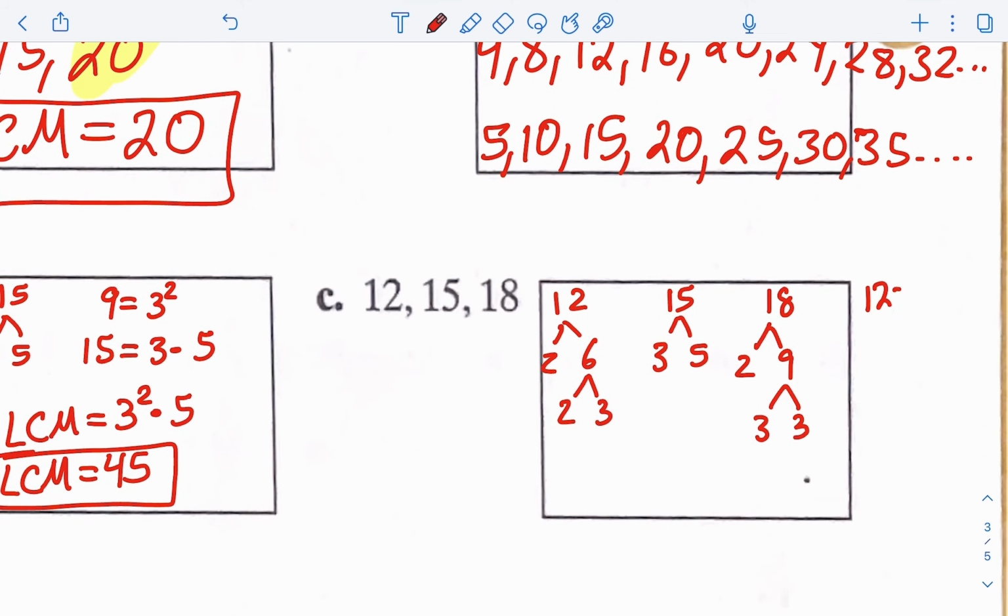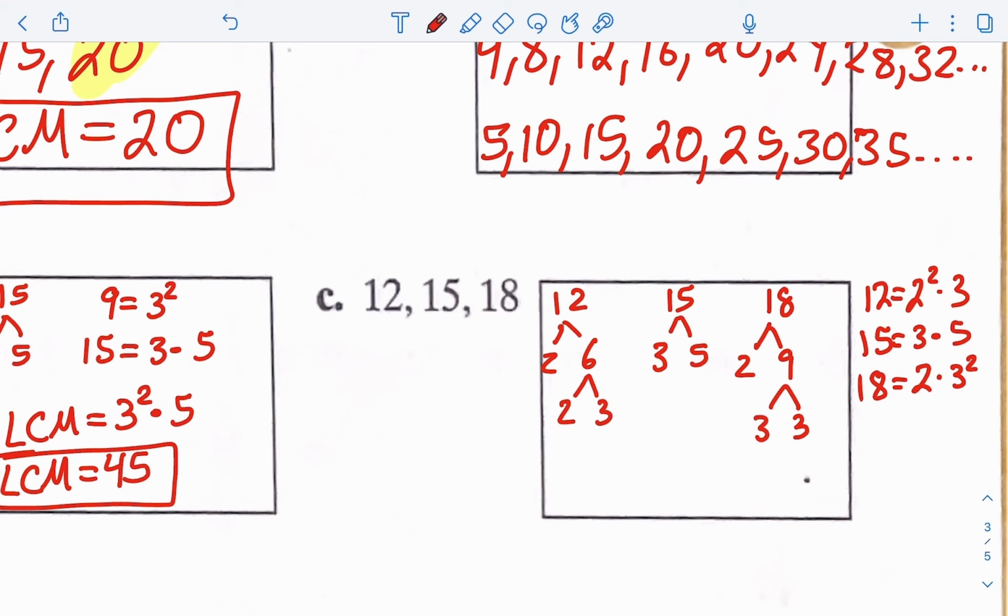So you can say 12 equals 2 to the second times 3. 15 equals 3 times 5. 18 equals 2 times 3 to the 2. So we have 2's, we have 3's, and we have a 5. So for our LCM, when we're pulling down, we're going to have to cover 2's, 3's, and 5's, and we're going to want the ones with the highest exponent.